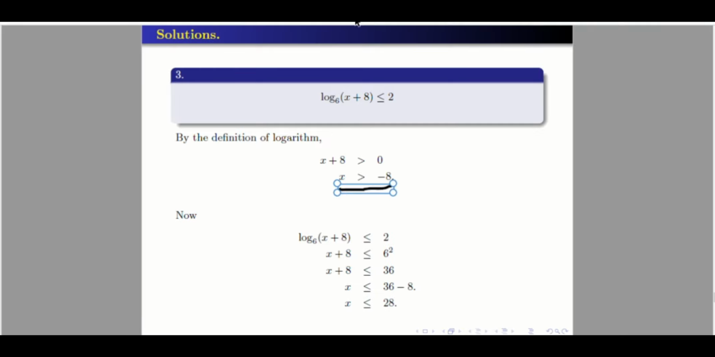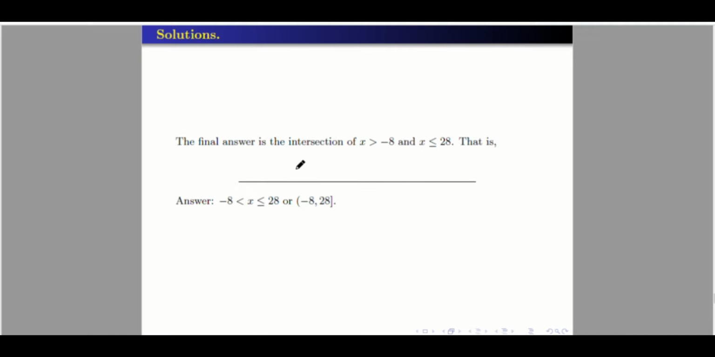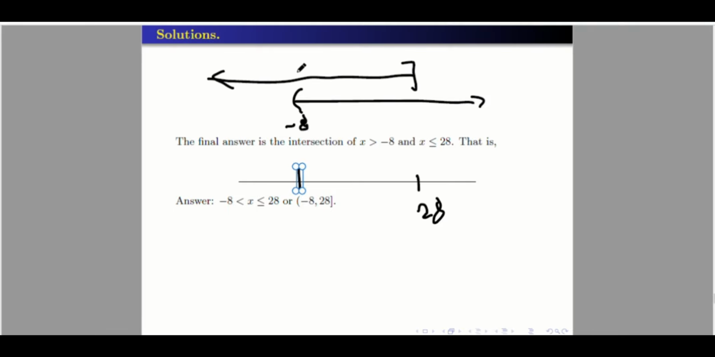So therefore, we have these two intervals. Okay, so we'll take the intersection. So x is greater than negative 8. So this is negative 8. And then we have less than or equal to 28. So we have this, then less than or equal to 28, so we have that one. So the intersection is this portion. So it means that our x is greater than negative 8 but less than or equal to 28. Okay, or in interval form, we have from negative 8 to positive 28.